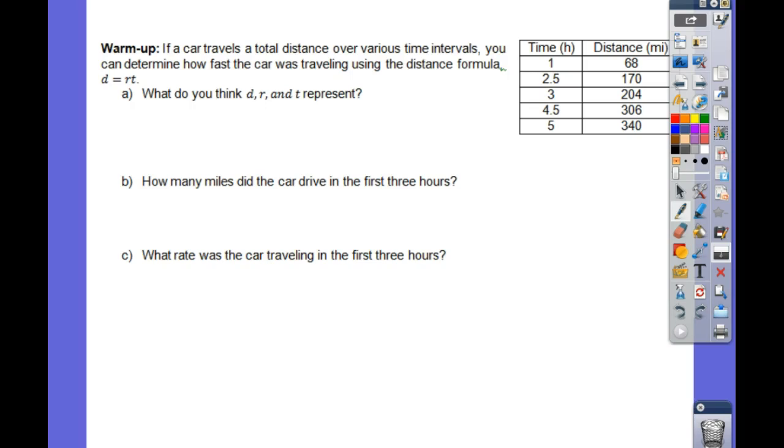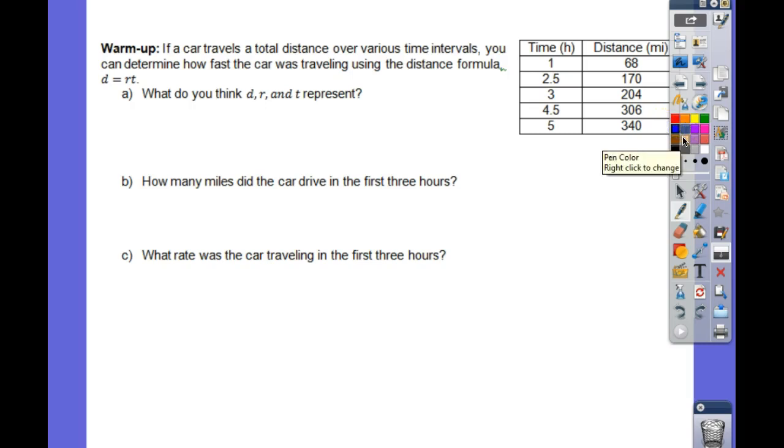So if a car travels a total distance over various time intervals, you can determine how fast the car was traveling using the distance formula, D equals RT. What do you think D, R, and T represent?